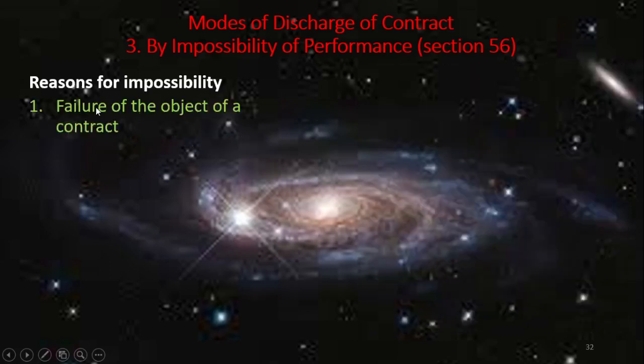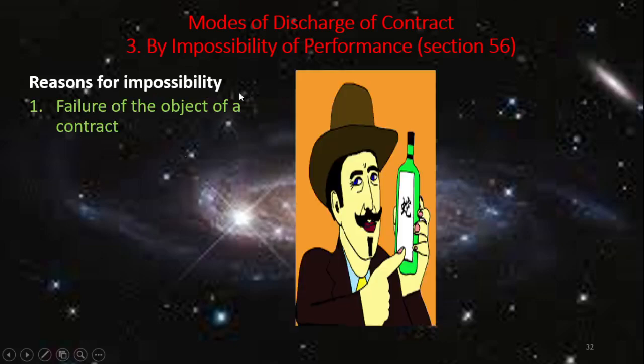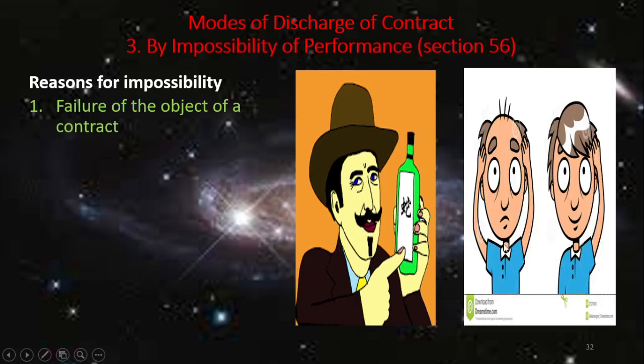And the second reason for impossibility was failure of the object of a contract. In this case, the object represents the purpose of the contract. So, for example, you are going to purchase some hair oil with the intention to grow your hair more and more. In that situation, if it fails to fulfill the purpose of the contract, you can discharge the contract or you can cancel the contract.